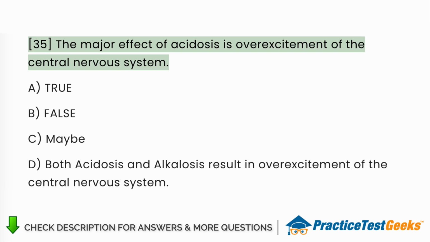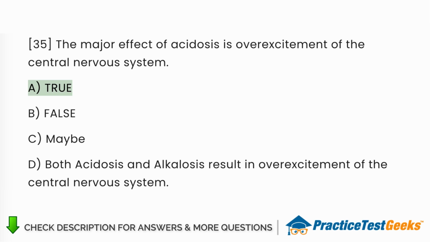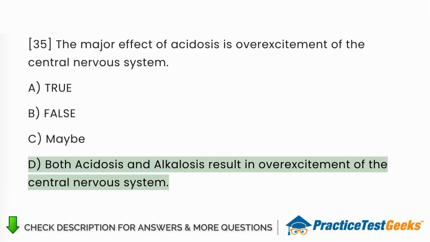The major effect of acidosis is overexcitement of the central nervous system. A. True. B. False. C. Maybe. D. Both acidosis and alkalosis result in overexcitement of the central nervous system.